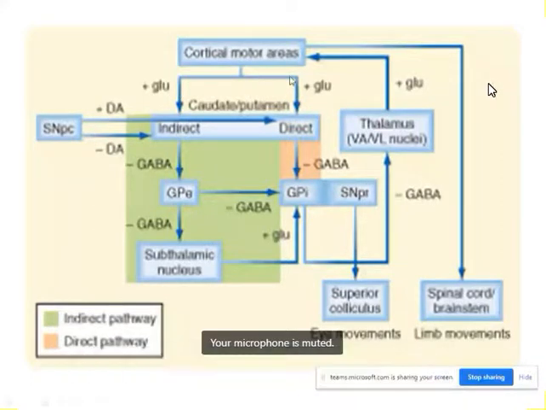I have already told you, and you already know, that GLU means glutamate, okay? This is the excitatory neurotransmitter. And this GABA is the inhibitory neurotransmitter. So you should know this also, okay? Glutamate is the excitatory one, and GABA is the inhibitory one.